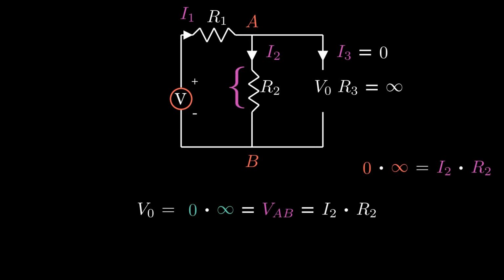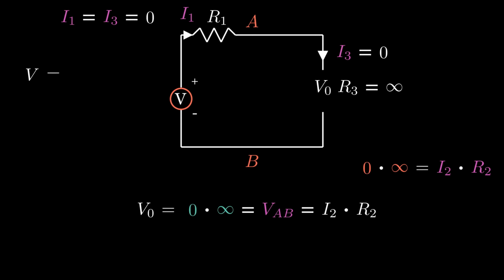Now let's make the resistance R2 open. Now we can see that R1 and R3 resistances are in series. So I1 and I3 both are 0. If we apply Kirchhoff's voltage law, then supply voltage V is equal to the I1 R1 drop plus V0. As I1 is 0, the I1 R1 drop is also 0. That means supply voltage V is equal to V0. So our new V0 is supply voltage V. The same product of 0 and infinity now gives us another finite number, V.